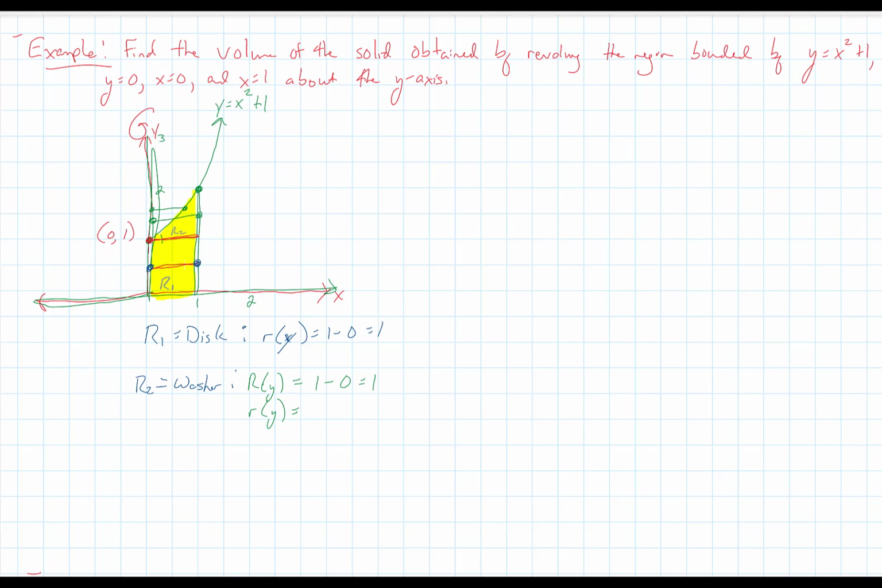But the problem is, remember, we're defining these in terms of y. But we have y equals x squared plus 1. So we need to solve this for x. When you do that, you get x is equal to the square root of y minus 1. We know it's the positive square root because we're in quadrant 1, so both x and y are positive. So our r of y is the square root of y minus 1 minus our other edge, which is 0, the y-axis again. That just gives us the square root of y minus 1.